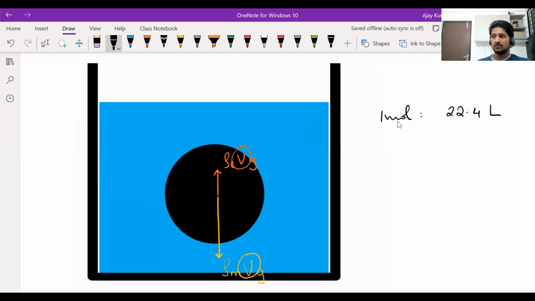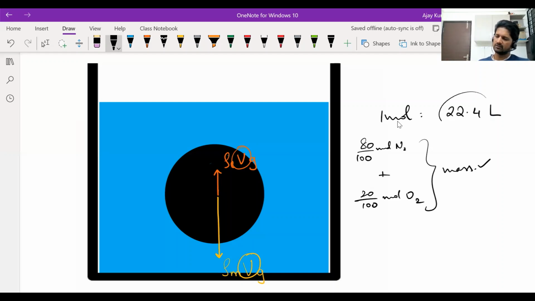Now, 1 mole of air. Air is a mixture. It's not a single gas. You know it is about 79% or 80% nitrogen, 20% oxygen. Other gases are in trace amounts, you can ignore. So 80 out of 100 moles of nitrogen plus 20 out of 100 moles of oxygen. Get the mass. You know their molecular masses, no? You can get the mass of 1 mole of air and its volume. Divide them, you'll get the density.